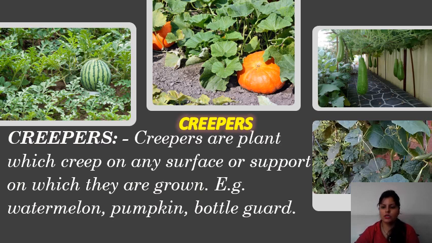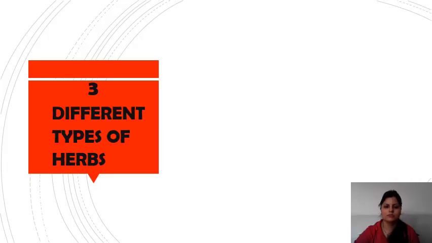So now we know the 5 different types of plants. Now we have seen one type of plant, which is herb. Herb is again divided into 3 categories. So children, now we know what herbs are. Herbs are very tiny plants with no woody tissue, and they also have a very delicate thin stem.